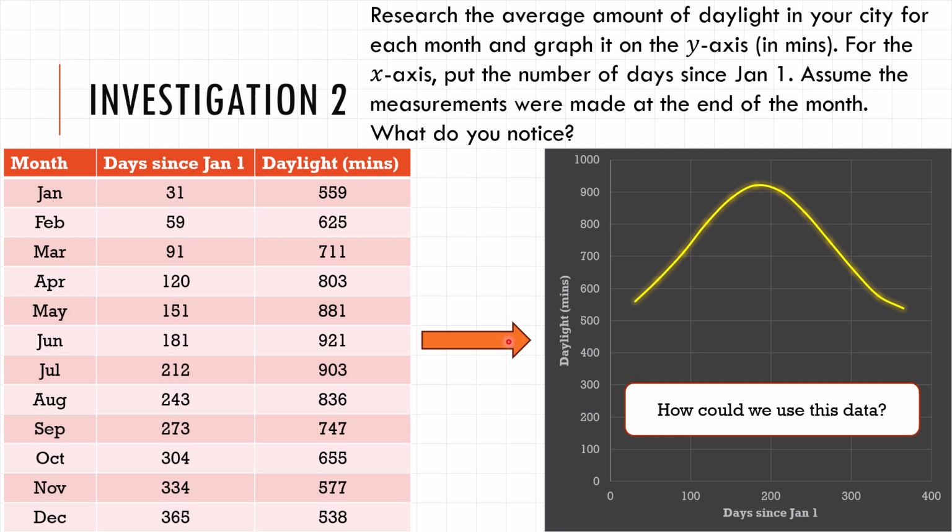Well, one thing that just came to mind for me is, hey, if I want to find out how much daylight there is tomorrow, all I have to do is find an equation that would create this graph. And then in my equation, just plug in the number of days since January 1st, or the number of days that have passed between January 1st and tomorrow.